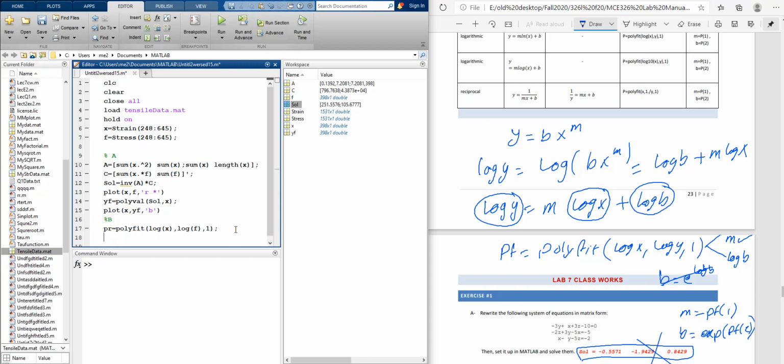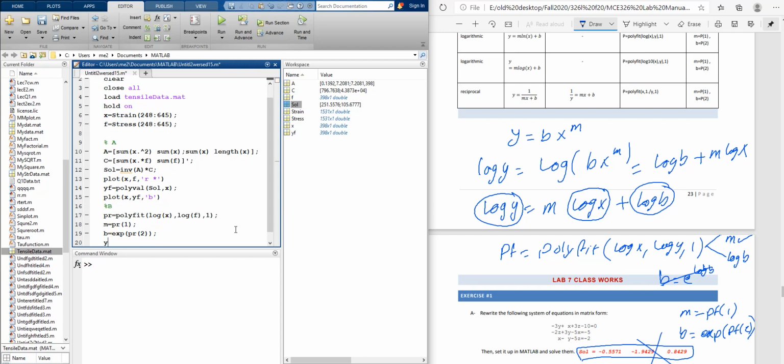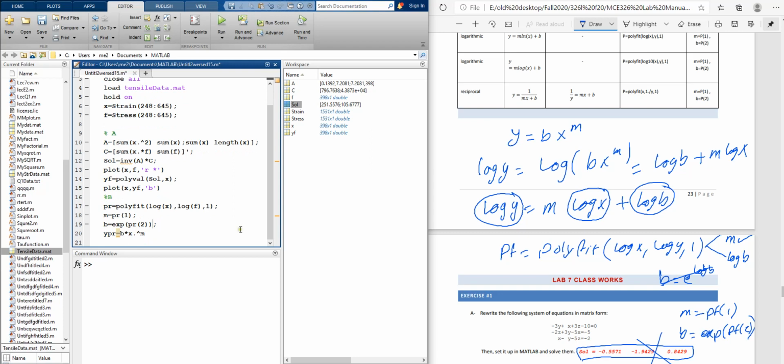Now the polyfit function will return two values in PR. We can say that m equals PR of 1, the first element of PR, and the b value equals the exponential of PR of 2, the second element in this vector. And then we can say that the new y from this PR equals b times the strain x to the power of m, where x here is a vector, so we use the dot operator, like this. This is why I wrote m and b before, just to show you. So this is the y.